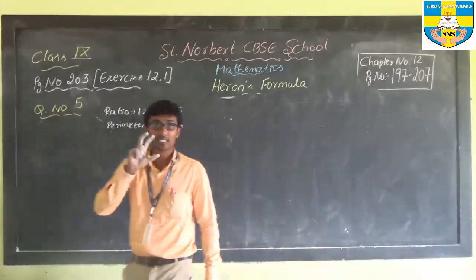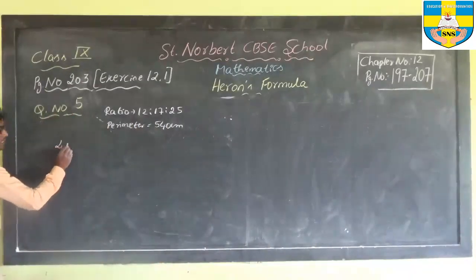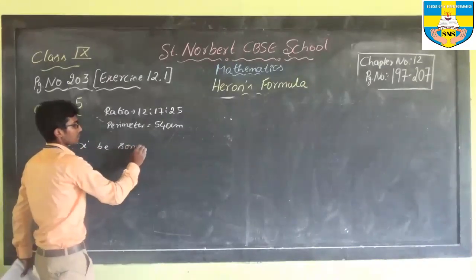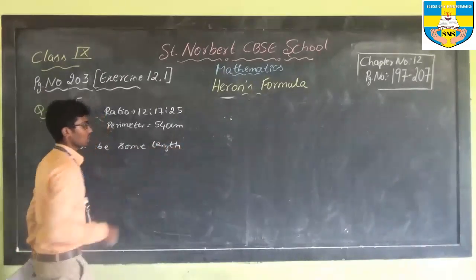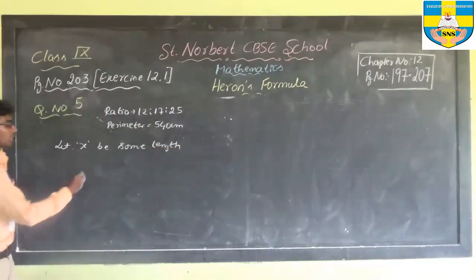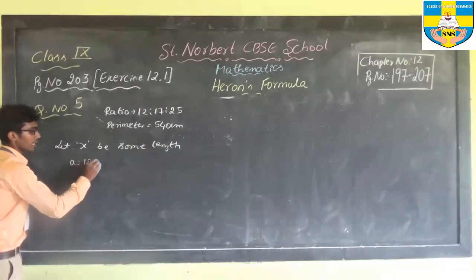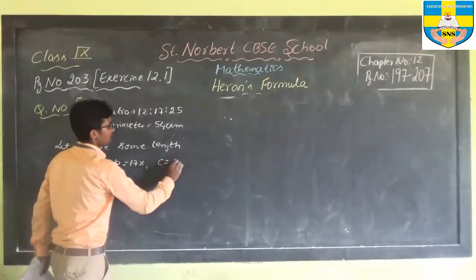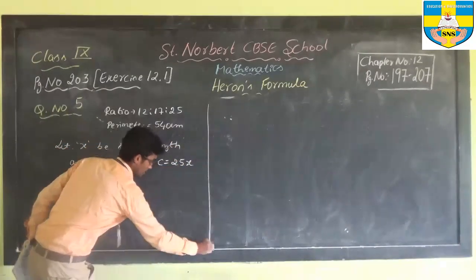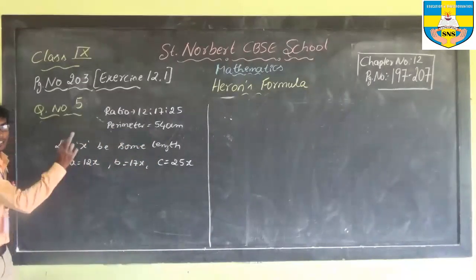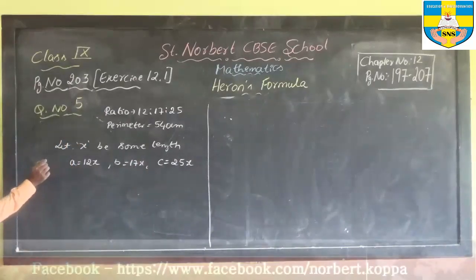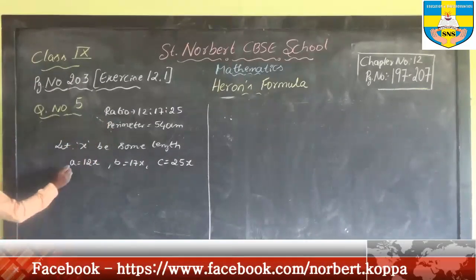So when there is a ratio, you need to take x at the beginning. Let x be some length. If x is some length, you can write A as 12x, B is 17x, C is 25x. So the first side is 12x, the second side is 17x, and the third will be 25x. With that x ratio, every side is dependent. Now there is another piece of information you can observe.